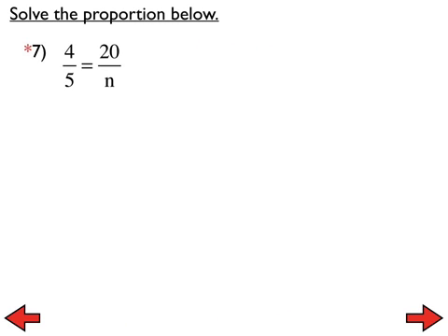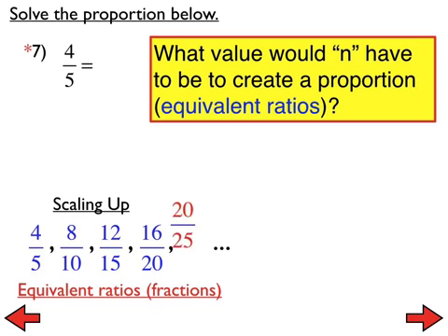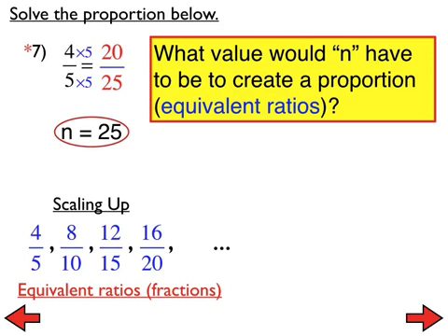Who did the scaling method? All right, so everyone did the multiplication method. What did you multiply by? 5. Good. So scaling up looks like this. You end up with 25. Or times 5 on top and bottom, you get n equals 25. Here's number 8.